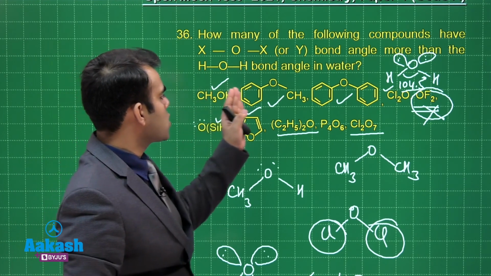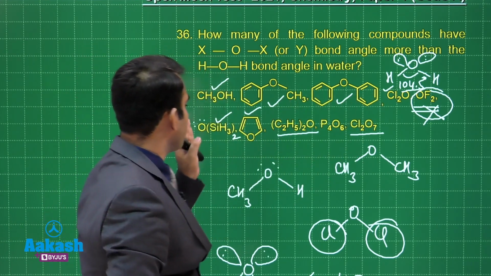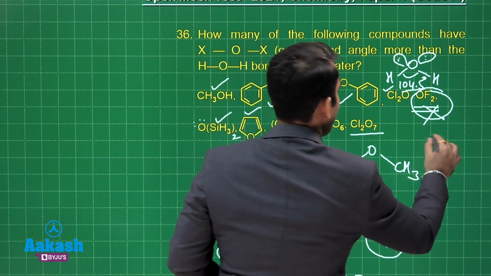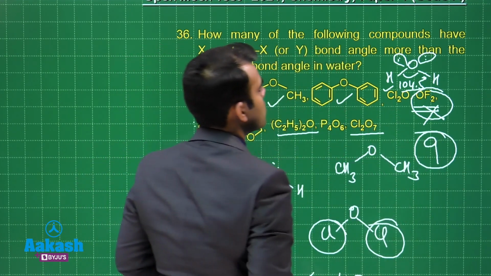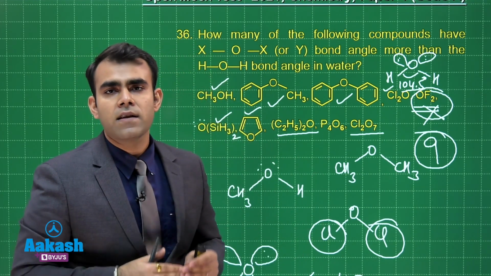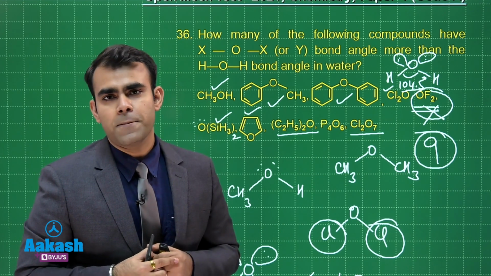So we have 1, 2, 3, 4, 5, 6, 7, 8, 9. So in total we have 9 compounds in which the bond angle is larger than the HOH bond angle.